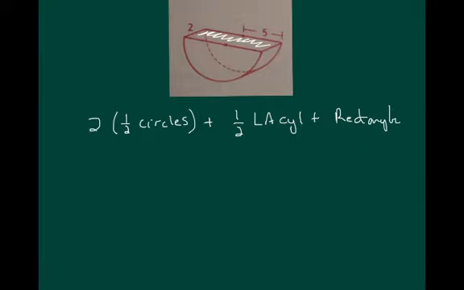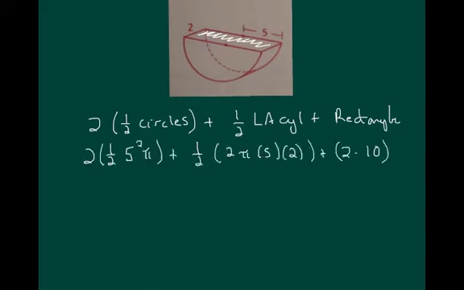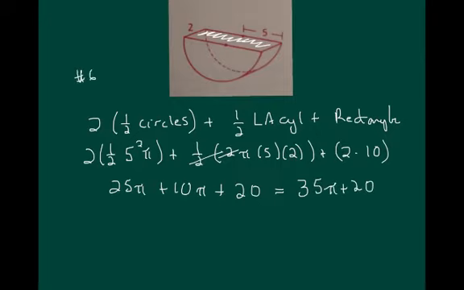Okay, I'm going to put in my dimensions now and calculate my area. So I have 2 times 1/2 5 squared pi, and that just gives me 25 pi. And then the lateral area of a cylinder is 2 pi r times h, so when I multiply that by half, I'm left with 10 pi. And finally, that rectangular region is going to be 20. So my total area for this figure is 35 pi plus 20. Let's move on to number 10, which is another problem that gives trouble every year.